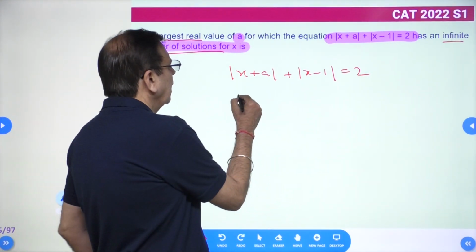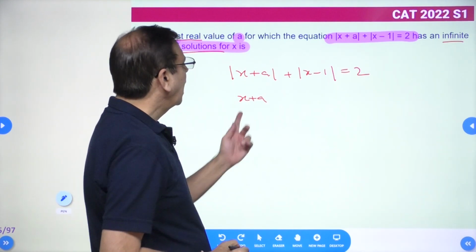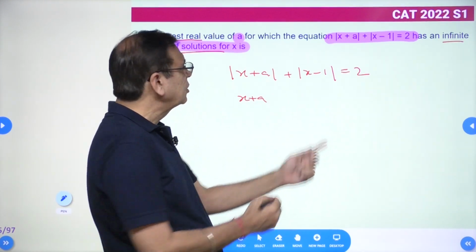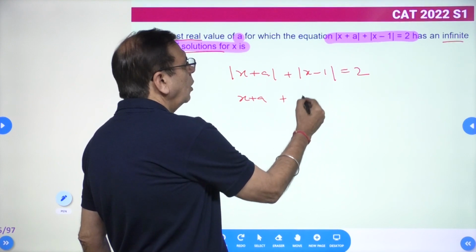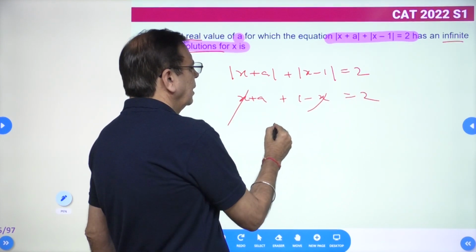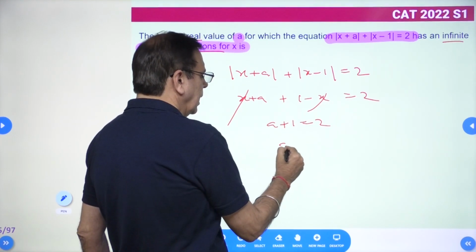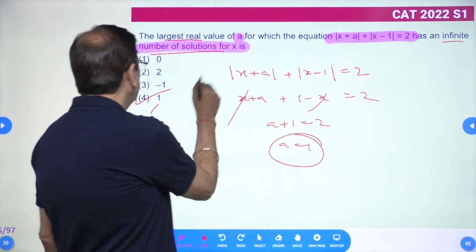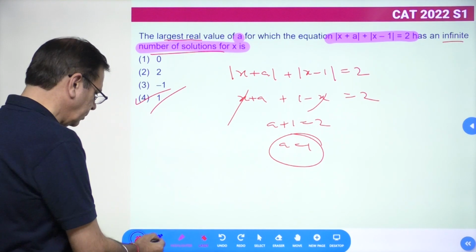I will say okay, if x is greater than a, x plus a. यहाँ पे x positive है तो यहाँ पे x negative होना चाहिए. Negative होना चाहिए तो मैं क्या करूँगा, इसको 1 minus x लिखूँगा. Okay, and as I said, a plus 1 equal to 2, a equal to 1 is the answer. Mark it and move on to the next question.